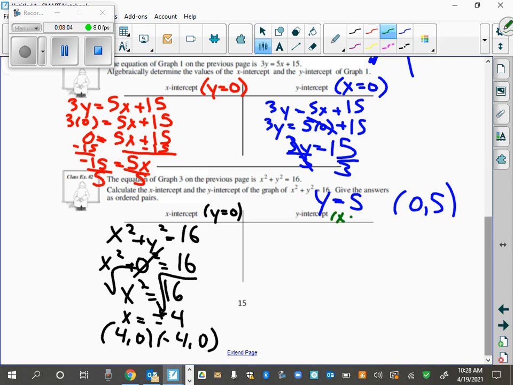Y-intercept: x equals 0. So we get 0 squared plus y squared equals 16. You can square root this and just put positive negative 4. Okay?